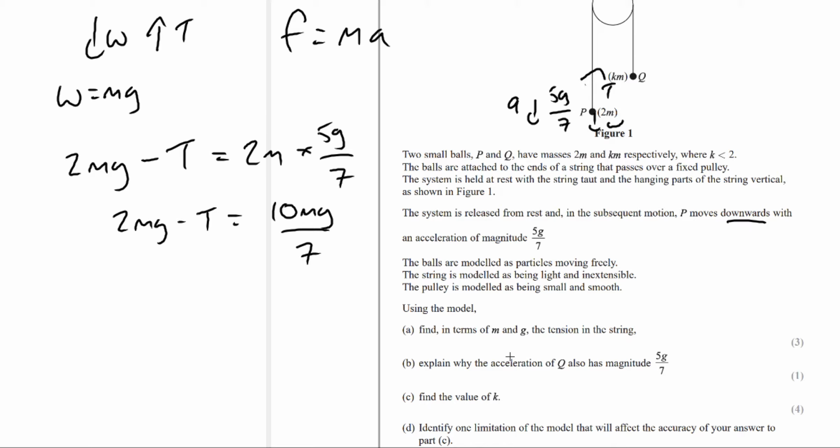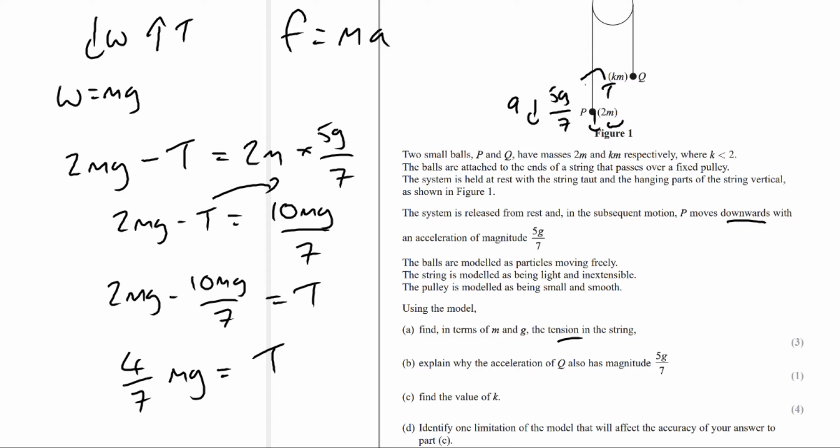Now we want the tension in terms of m and g. My first thought was to look at Q, but we don't need it, I think, because here we've got all the components. So we're just going to rearrange. We move the tension to the left-hand side and 10mg/7 to the right-hand side, so we have 2mg minus 10mg/7 is equal to T. We can simplify this down because that's 2 minus 10/7, which is just 4/7. So 4/7 mg is equal to T, and that gives you your first part of the question.